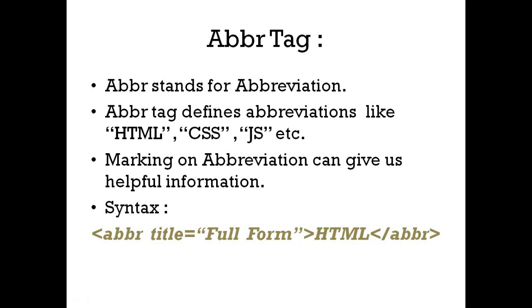When I move my cursor on that text, what will be shown? That we have to write inside this full form. Instead of this full form, we have to write the thing that we want to display when I move my cursor on the HTML text. I hope you have a clear idea about this ABBR tag. But still, if you have any query or doubt, you can ask me in the comments.